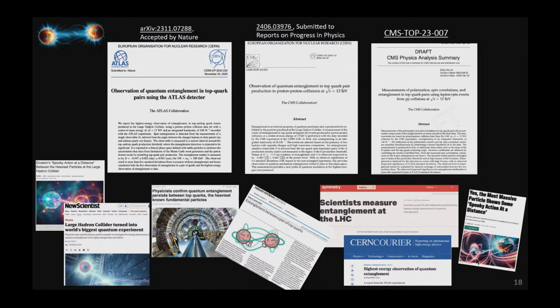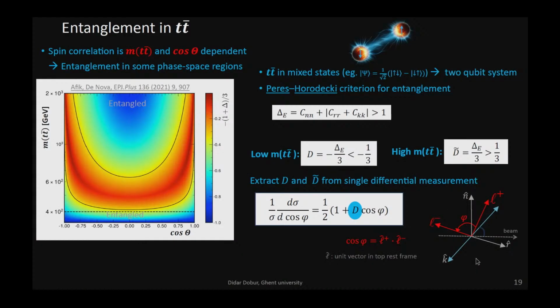But CMS has also come up with a new result in the lepton plus jets channel, which also observes entanglement, but in a higher m_ttbar region, which is quite interesting. The spin correlation of top quarks has a kinematic dependence, in particular on m_ttbar and cosine theta, where theta is the scattering angle of the top quark.